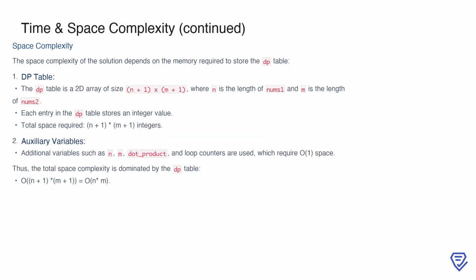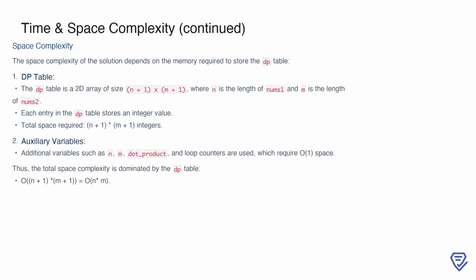Now let's look at the space complexity. The primary contributor to the space usage in this solution is the DP table, which is a 2D array of size (n+1) x (m+1). Here, n is the length of nums1 and m is the length of nums2. Each cell in the table holds an integer value, so the memory required to store the table is proportional to the product of n+1 and m+1.